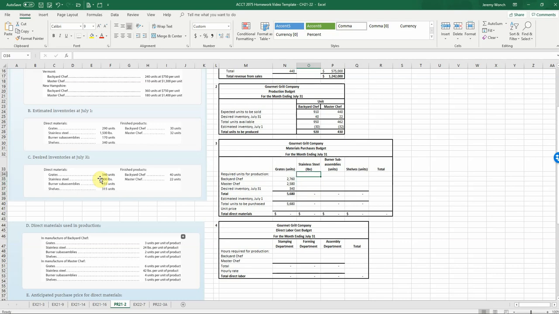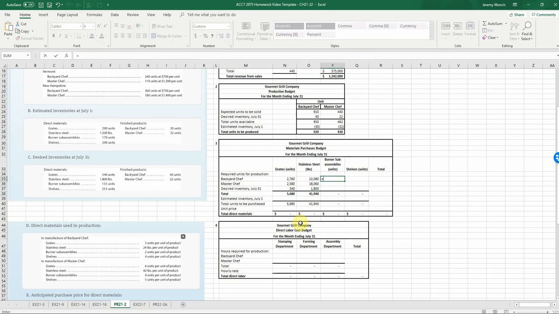And then let's go here to stainless. So stainless steel on the Backyard Chef, so we're going to do 920 units. And it's going to be 24 pounds of stainless steel. Then for the Master Chef, we're going to do 430 units, and it takes 42 pounds of stainless steel, and we want a desired ending inventory of 1,800.